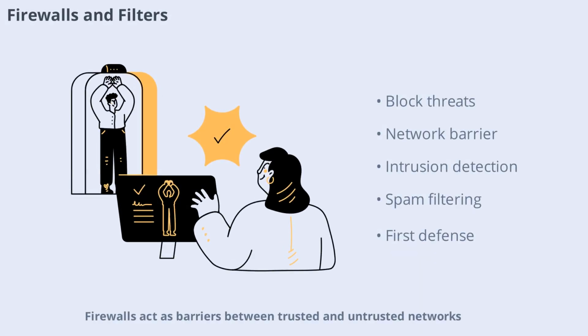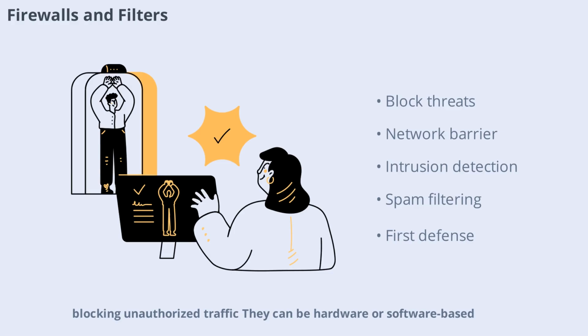Firewalls act as barriers between trusted and untrusted networks, blocking unauthorized traffic. They can be hardware or software-based and are often combined with intrusion detection systems. Filters help screen out malicious content such as spam or harmful websites. Together, firewalls and filters form the first line of defense against many cyber threats.